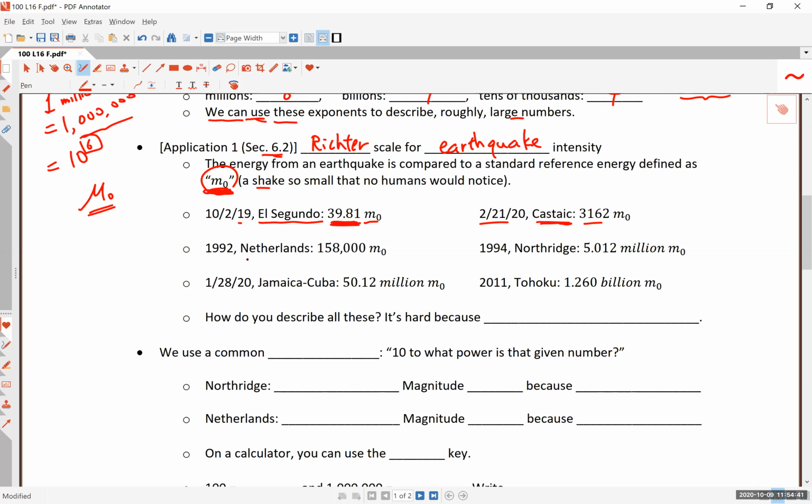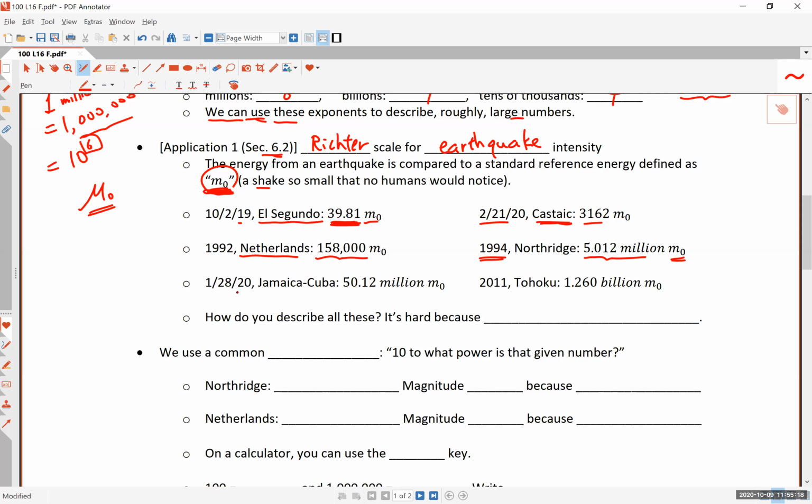Now, of course, Europe is not known to have lots of earthquakes, but in 1992, Holland, the Netherlands, observed a pretty major earthquake, which had the intensity 158,000 times mu naught or M naught. And of course, some of you may remember, some of you may not, because you weren't alive yet, in 1994 we had a huge earthquake centered around Northridge, in the middle of the San Fernando Valley, and that had over 5 million times the energy referred to as mu naught.